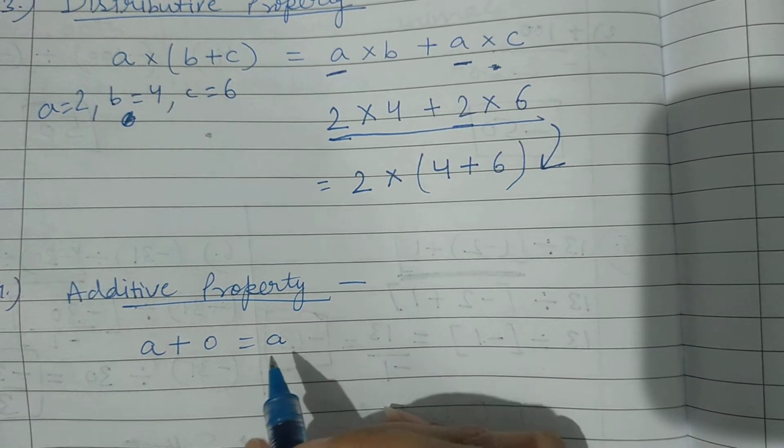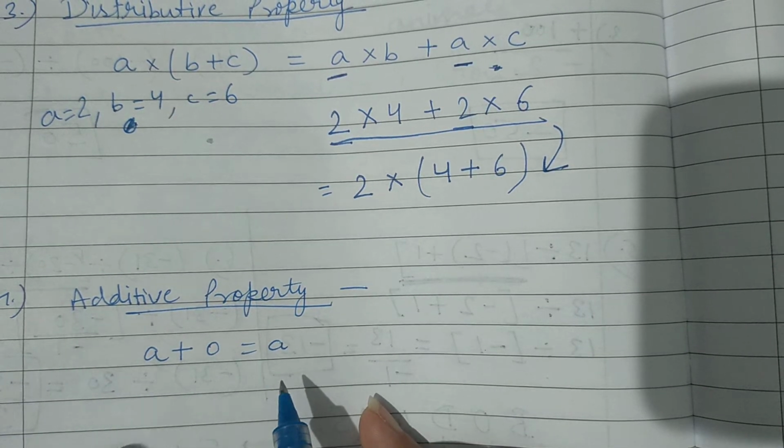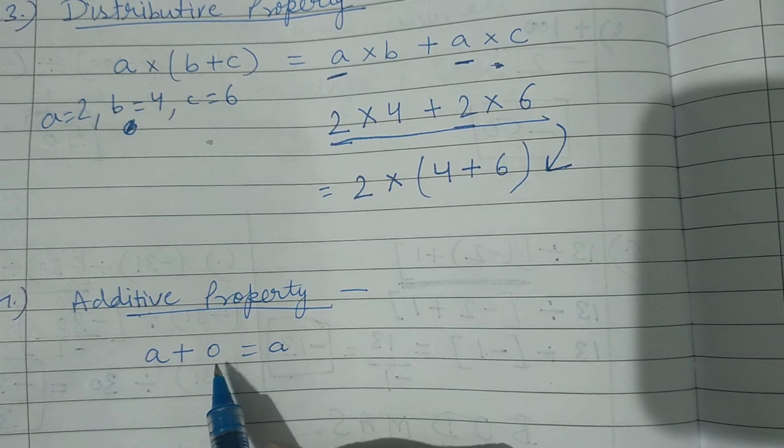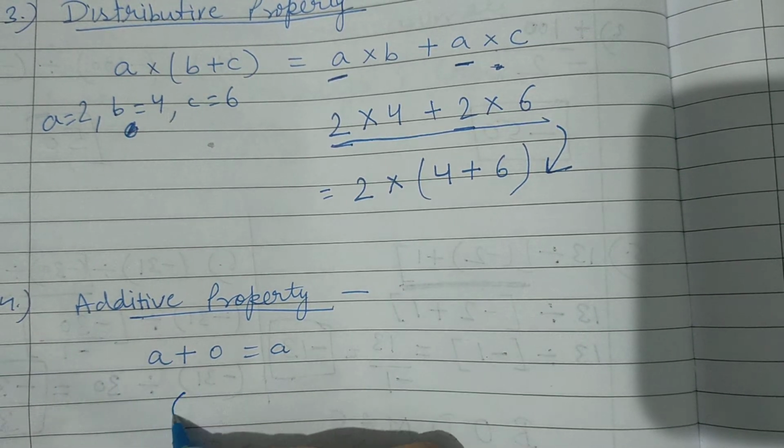Then additive property. Additive property is very simple, you all know this. A plus 0 is equal to A. A is any number. Suppose it is 6.